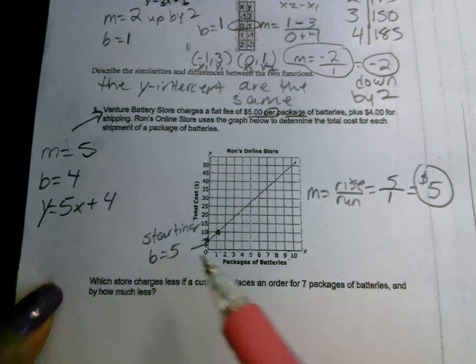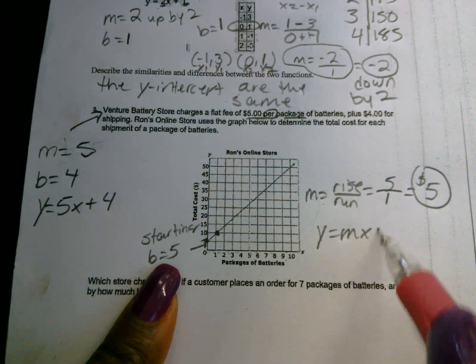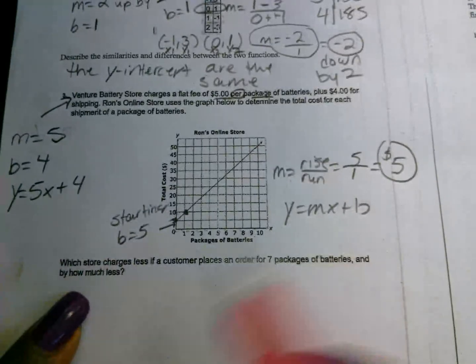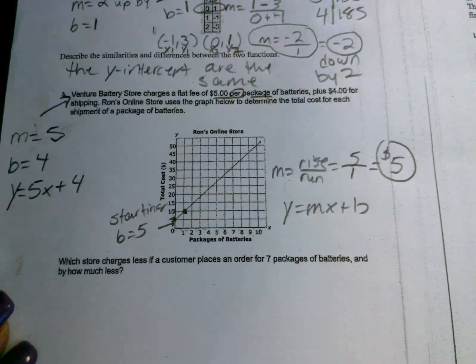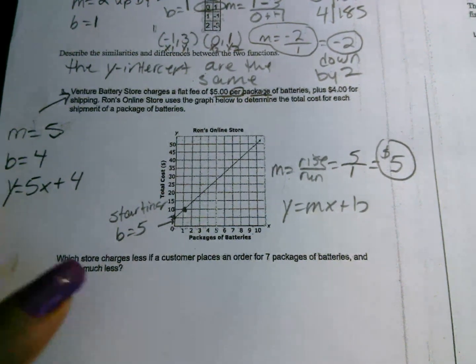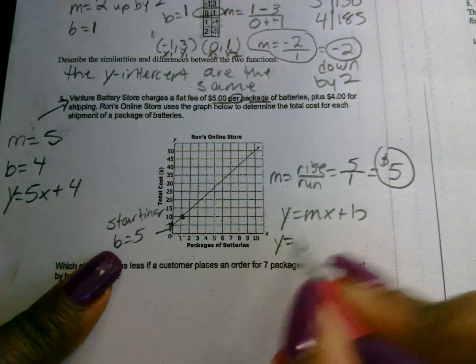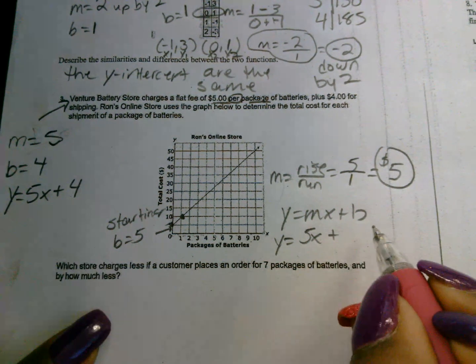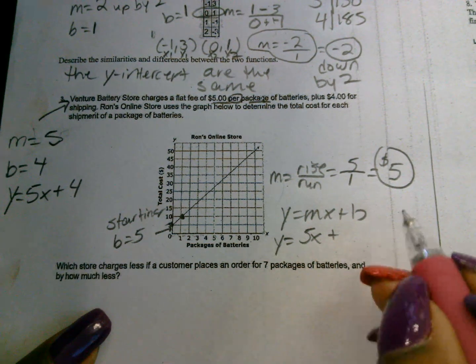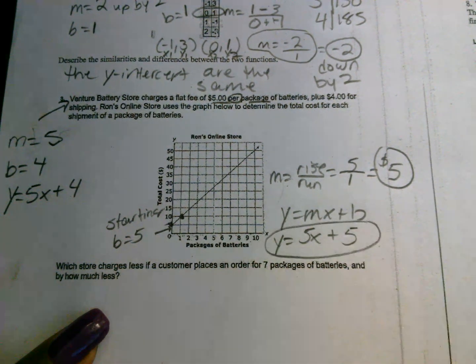So how do I write this as an equation? In slope-intercept form, y equals mx plus b. How do I write this situation as an equation? Y equals mx plus b. 5x plus, no, what's my starting amount? 5. Yep.